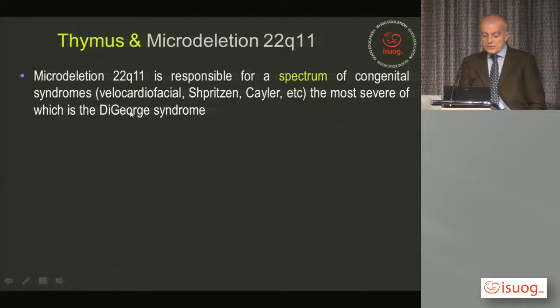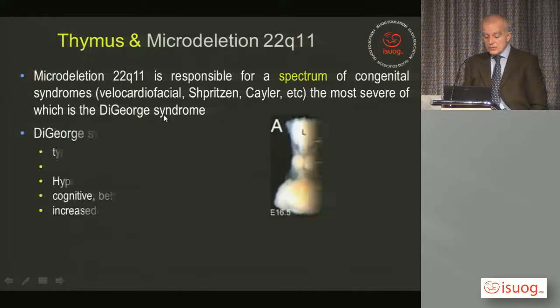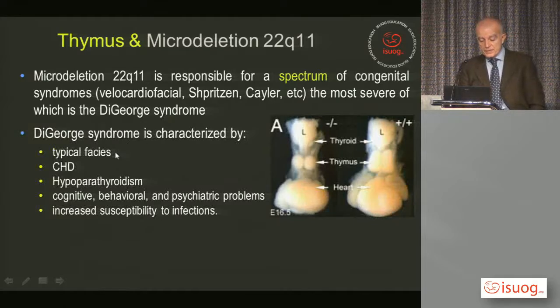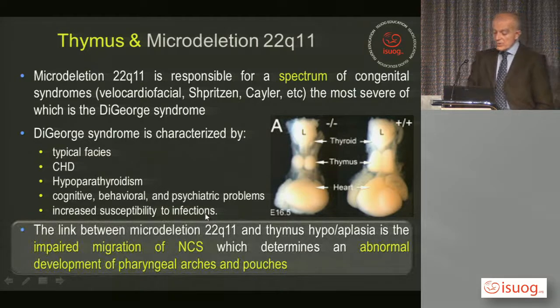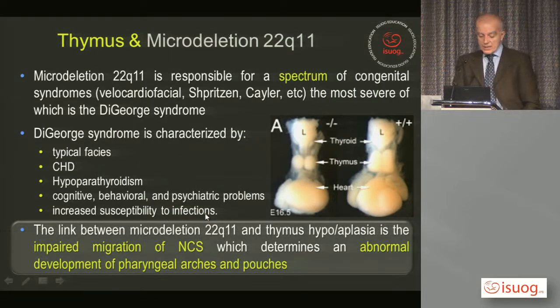The most severe of these syndromic conditions is the DiGeorge syndrome, in which you have a typical facies, heart defects, conotruncal abnormalities and or interruption of the aortic arch type B, of course hypoparathyroidism, cognitive, behavioral, and psychiatric problems in roughly 1/3 of the cases, and increased susceptibility to infections due to the loss of immunocompetence for T cells. And as I was telling you before, the link between microdeletion and thymus hypoplasia is the impaired migration of neural crest cells, which determines an abnormal development of pharyngeal arches and pouches.